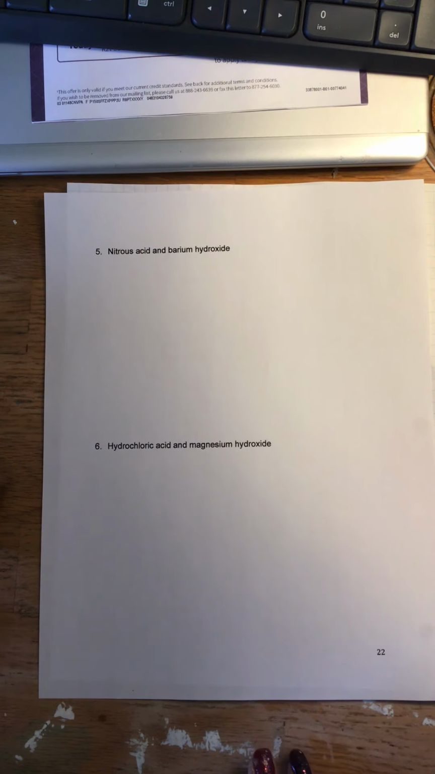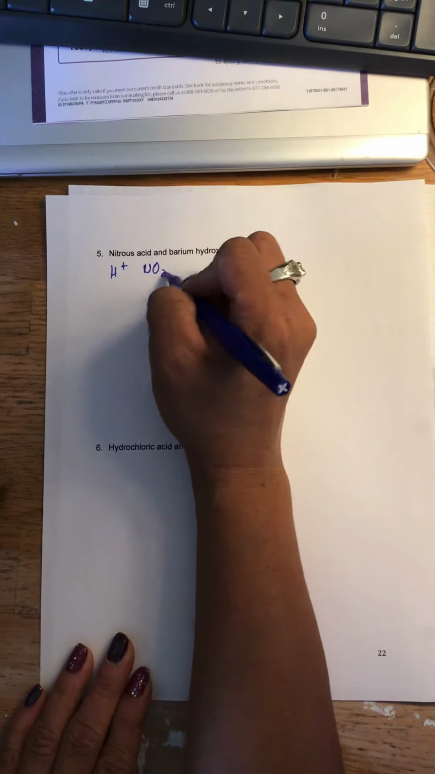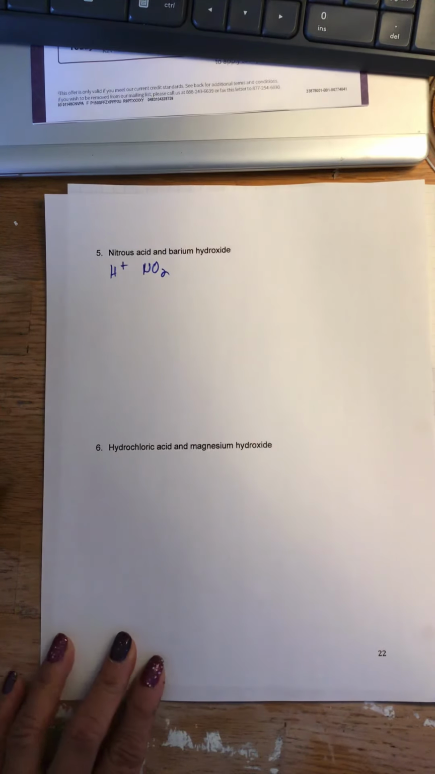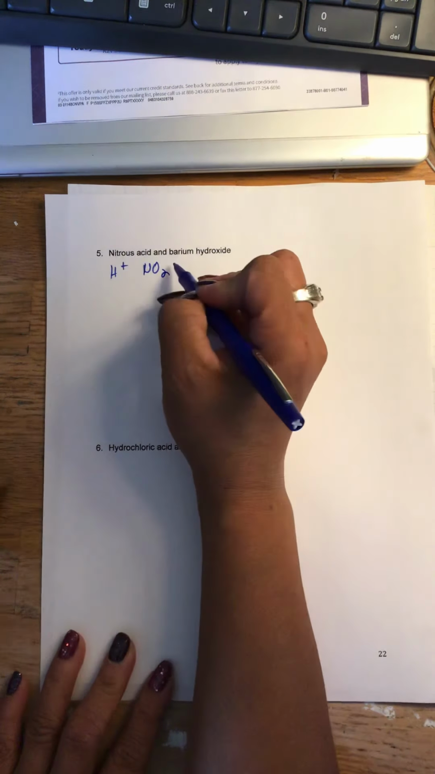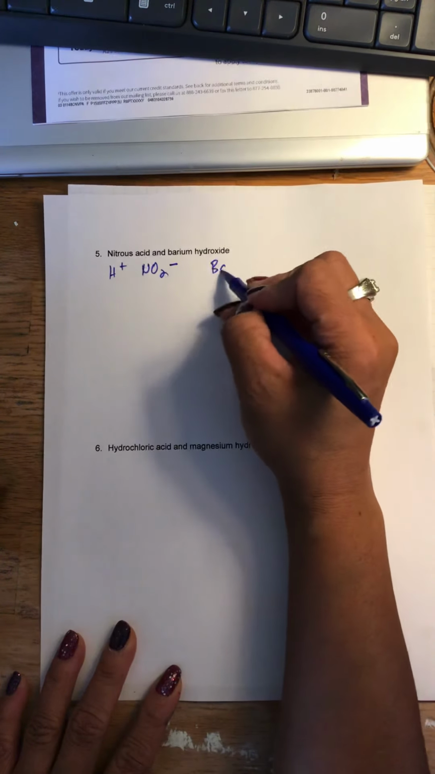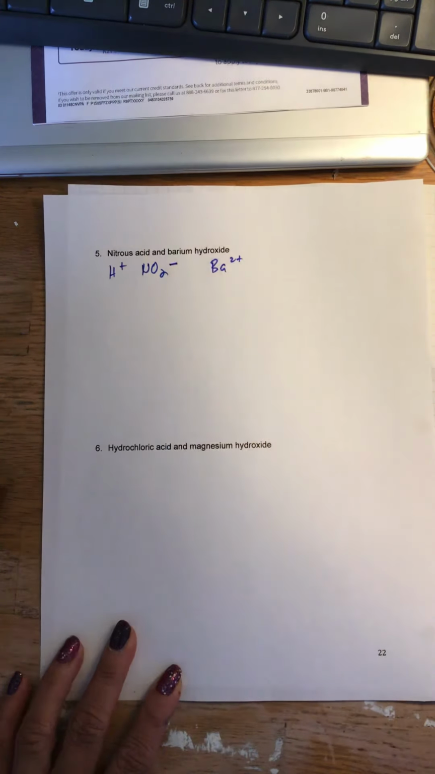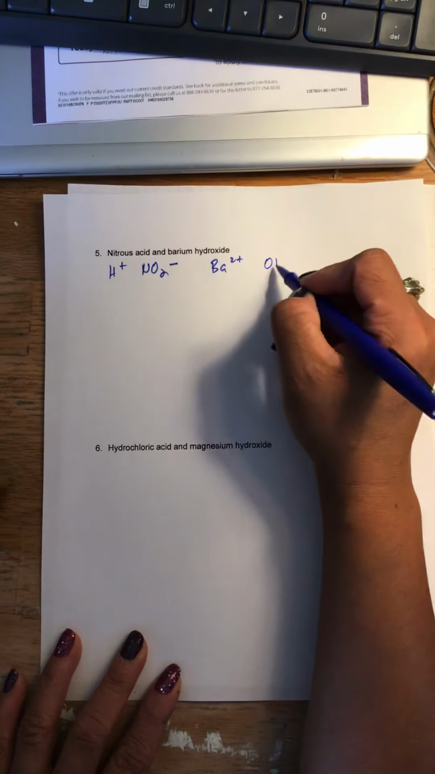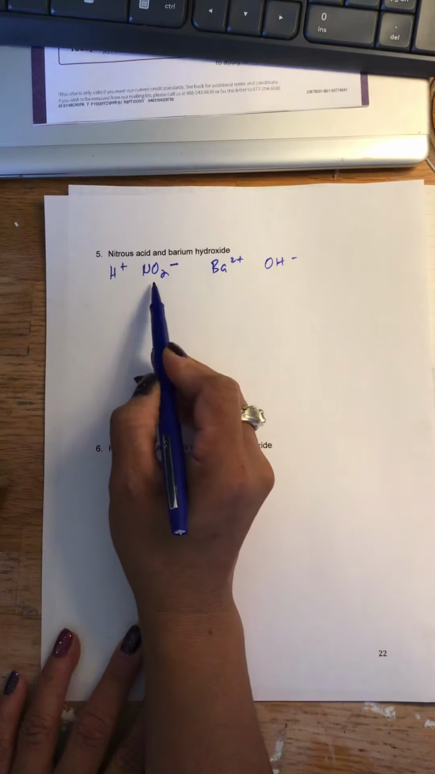Okay, so this is nitrous acid, not nitric acid. So this is NO2 again. When you look it up on your polyatomic ion chart, this is NO2 -1. And barium, we know, is an alkaline earth, so it's +2. And hydroxide, as always, is -1. So let's combine the insides and then the outside.